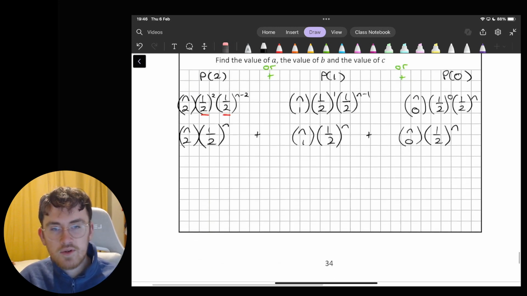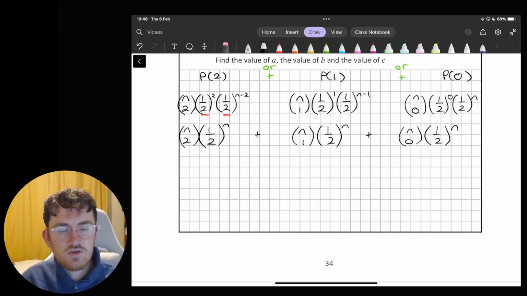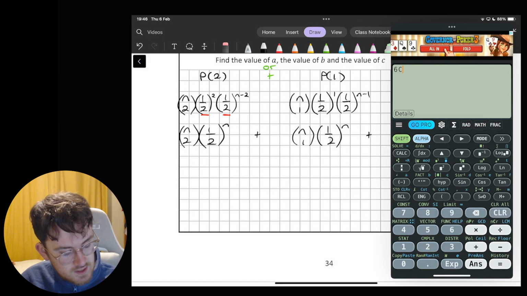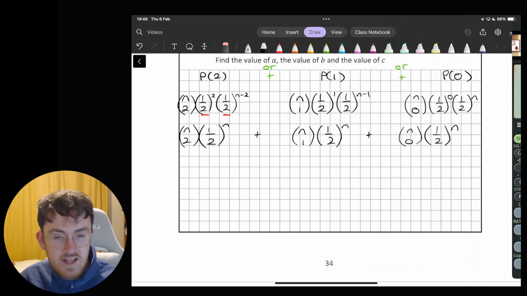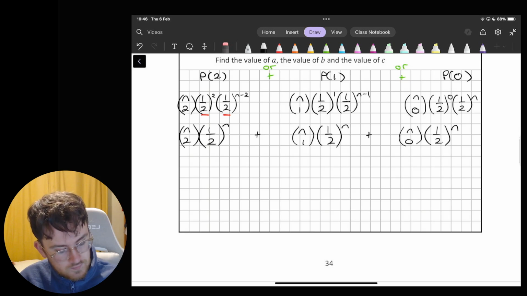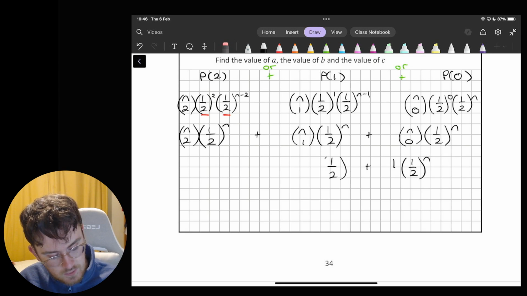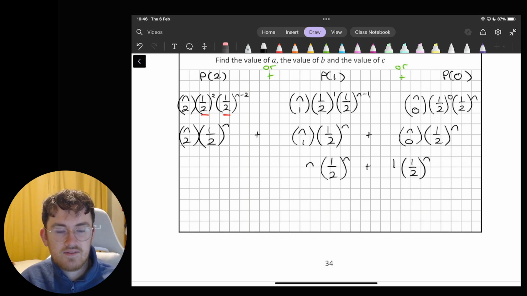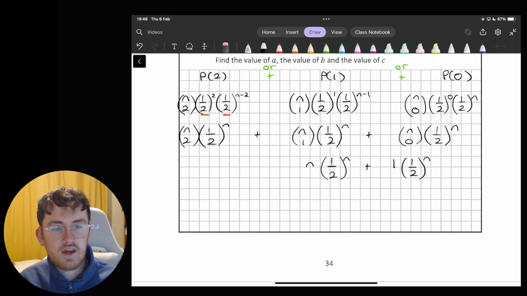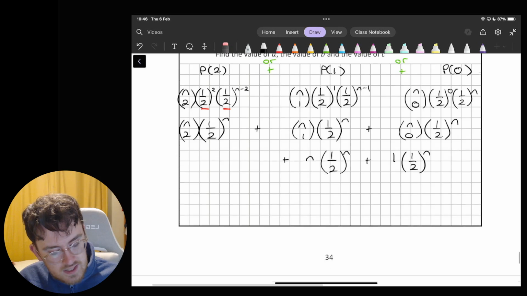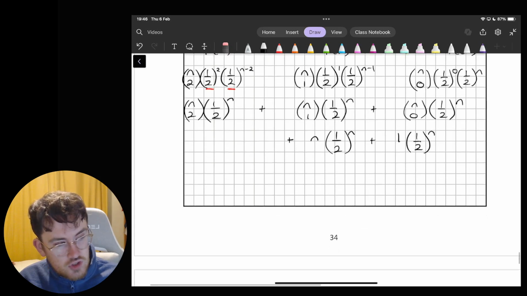Now we can do a little bit of work on some of these. N choose 0, we should hopefully remember, and you can try it out with any number, 6 choose 0 is 1, n choose 0 is always 1. So 1 times a half to the power of n. Over here next, we'll keep our half to the power of n. N choose 1 is always going to be n. How many different ways can I choose one thing out of n things? N different ways.